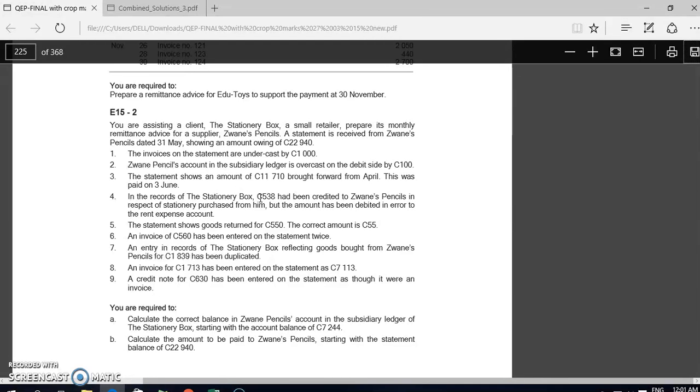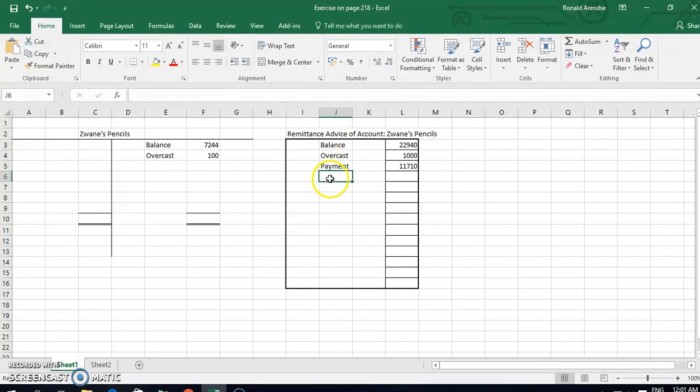Let's look at adjustment number 5. The statement shows goods returned for 550. However, the correct amount is 55. So the statement shows that goods were returned for 550 Rand. However, the correct amount is 55 Rand. So on the statement, we have goods returned.